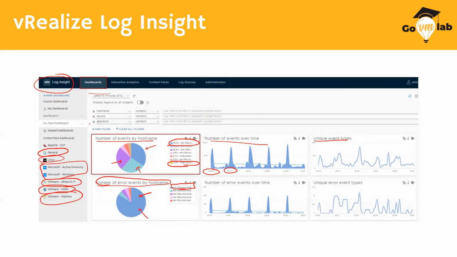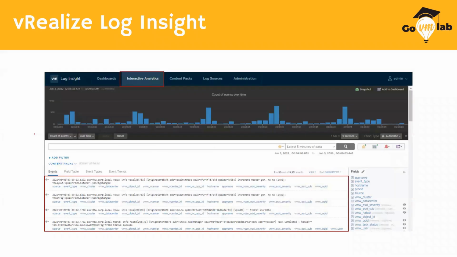They have a concept called content packs. With content packs, you can integrate many products into this single product that VMware is offering you. Then you can run all these complex queries, which I would say are way more difficult in the traditional Linux world by executing commands, but it is easy and pretty straightforward to write complex queries in this tool in very plain language.